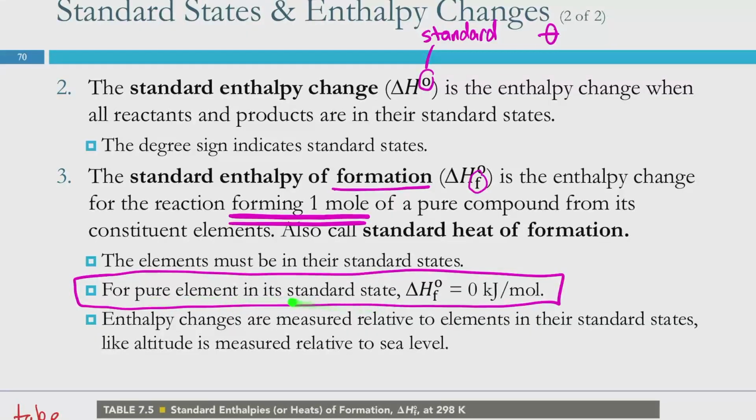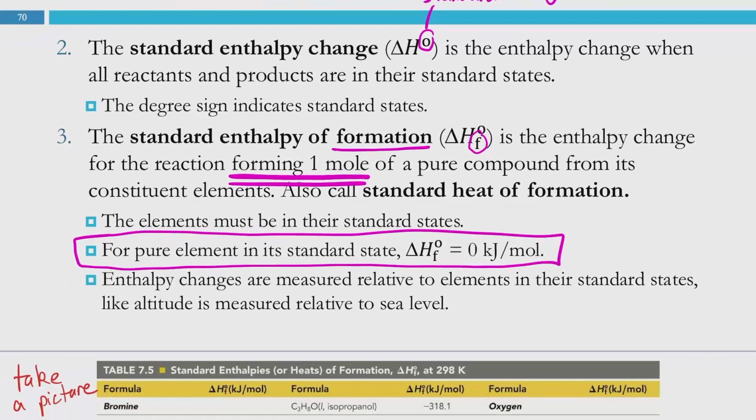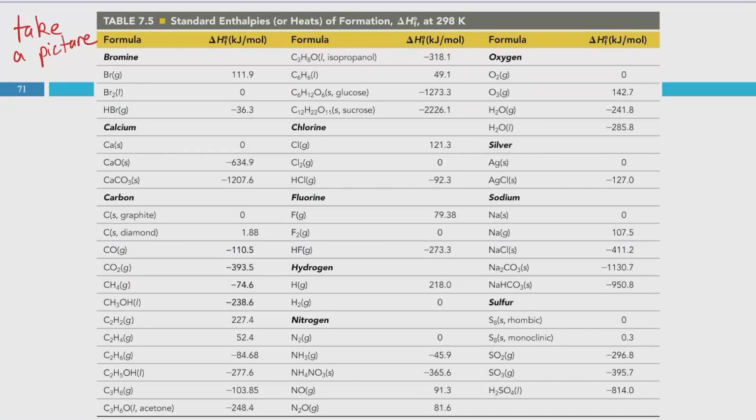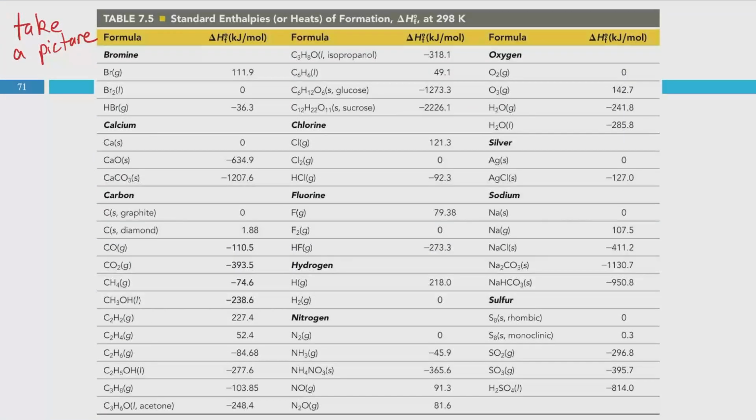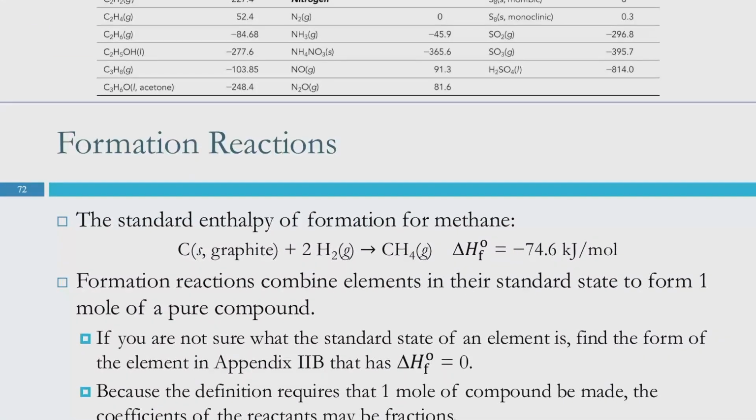For any pure element in its standard state, so carbon as a solid, chlorine as Cl2 gas, our standard enthalpy of formation is 0 kilojoules per mole. We're setting that as our reference state, and we're comparing everything to what it is in its normal natural state. And then this is a table, table 7.5. It might have changed depending on what version of the book you have, that we'll be referencing. There's another table later that we'll also be referencing.